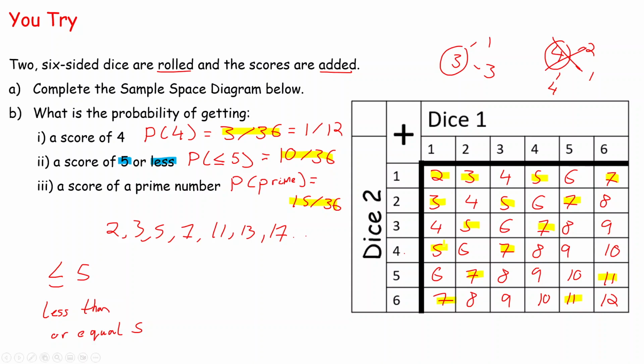So hopefully that was useful, and we're getting now familiar with probability, and we've now looked at it in sample space tables, and we'll be looking on the next video at two-way tables.